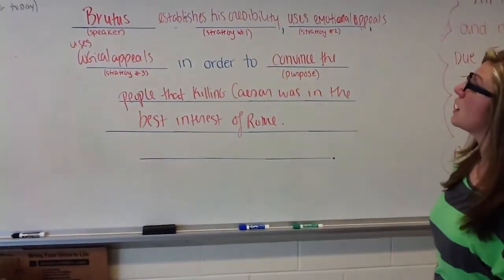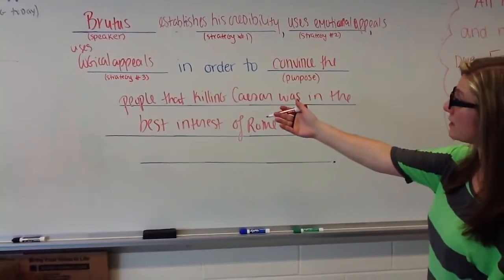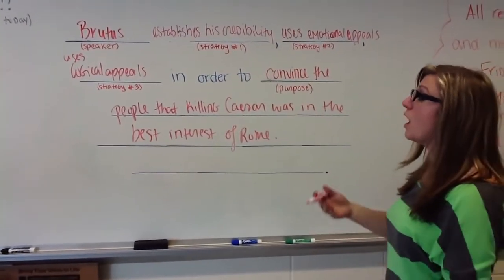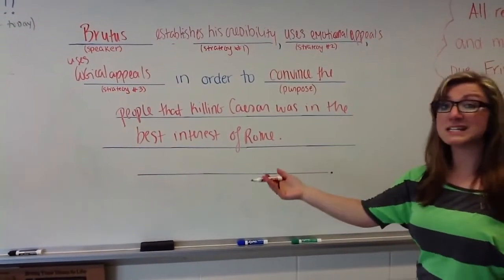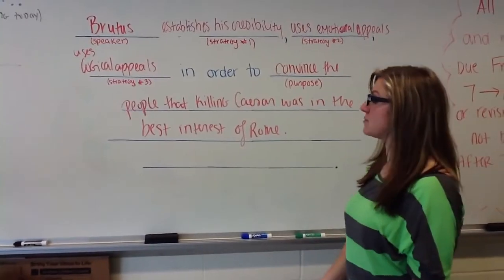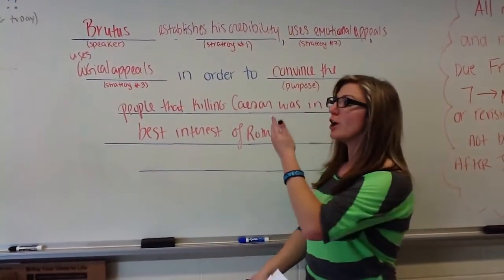So Brutus establishes his credibility, uses emotional appeals, and also uses logical appeals in order to convince the people that killing Caesar was in the best interest of Rome. So here is a perfect model of how you would create a thesis statement for this particular speech. So your task now is to write your own.